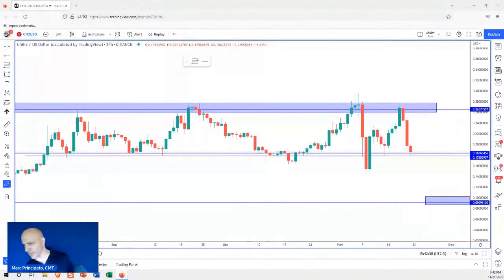How much is this thing anyway? 18 cents. Okay, so you can build up a small bite position, but I don't trust any of these altcoins, to be honest with you. I really don't, because you have to keep something in mind. This is not just about a function of interest rates.